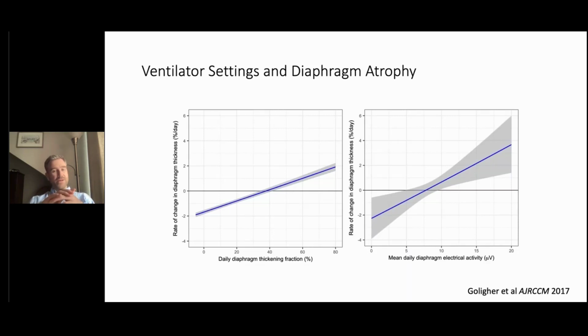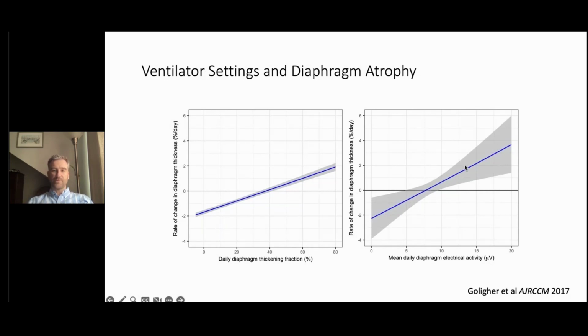Now, critically, even in patients, what seems to be the main determinant of the rate of change in diaphragm thickness or loss of muscle mass over time is the daily diaphragm electrical activity or daily diaphragm thickening fraction on ultrasound. So measures that reflect how much the muscle is actually being used predict the rate of change in diaphragm thickness. You can see here that when activity levels are very low with either measurement, that's associated with progressive loss of muscle thickness over time, whereas if activity is higher, that's associated with a relative increase in diaphragm thickness over time.